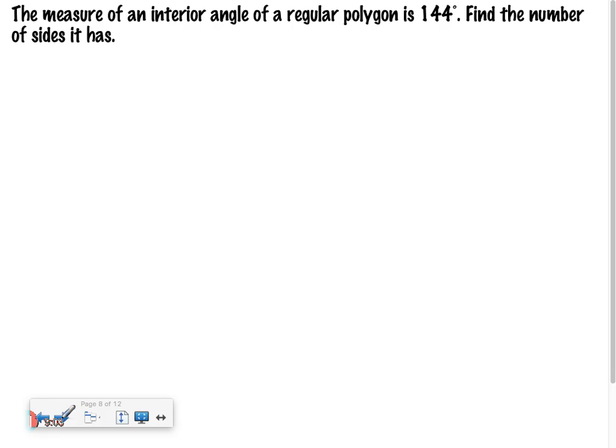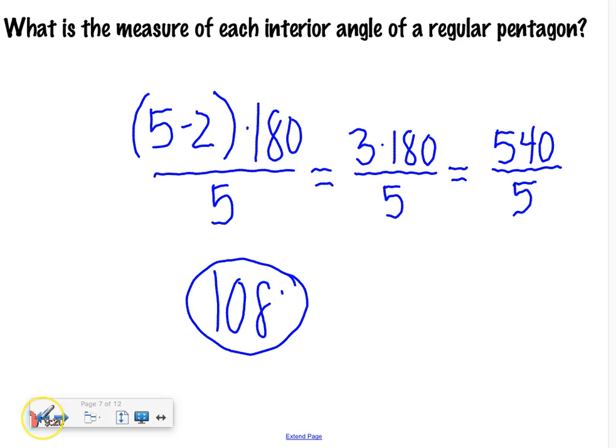Okay, now we are asked, it says the measure of the interior angle of a regular polygon is 144. Can we find the number of sides? What do we have to do for that problem? So this time we were given the sides, right? And we found the angle. This time we were given the angle and we want to find the sides. So essentially we have to work backwards, yeah, reverse the process.